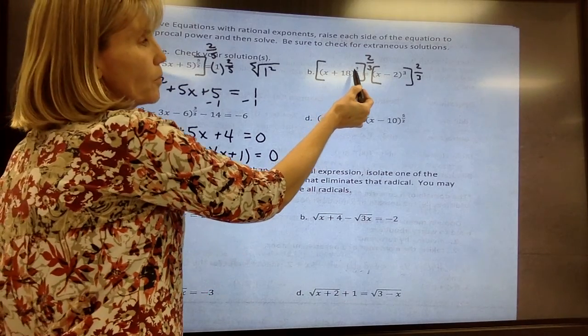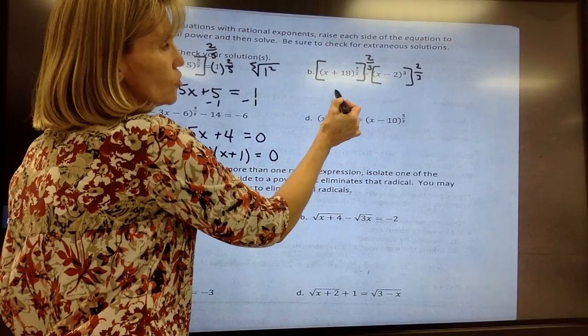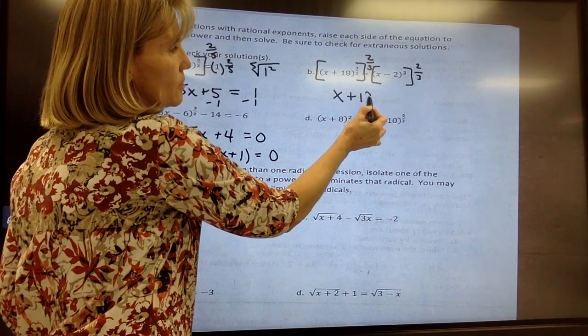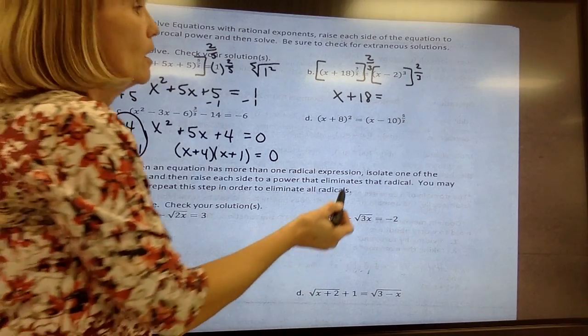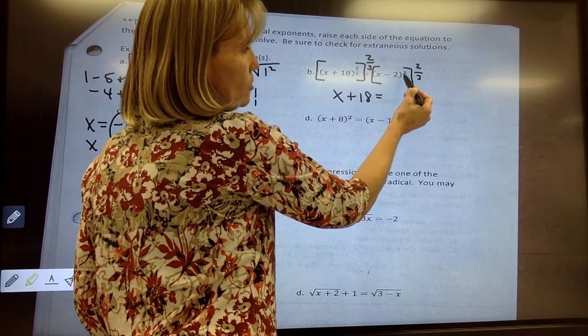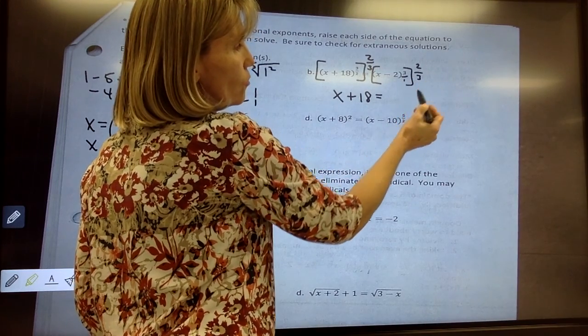If I multiply a power to a power, this is where I multiply, I would get 6 over 6, which is 1. So you're just left with x plus 18 to the first power, which is x plus 18. On the other side, look what happens. You have 3 over 1, and you're raising it to the 2/3 power. That's 6 over 3.